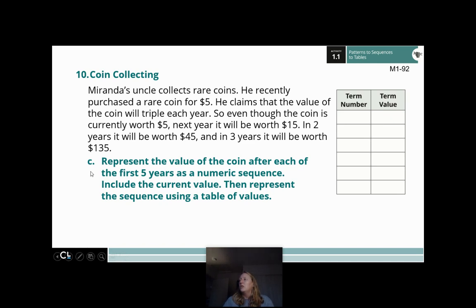So represent the value of each coin after each of the first 5 years as a numeric sequence. Include the current value. Then represent the sequence using a table of values. You know how this goes. So 5, 15, 45, 135, 405, and 1215. And then we'll put it in our table.